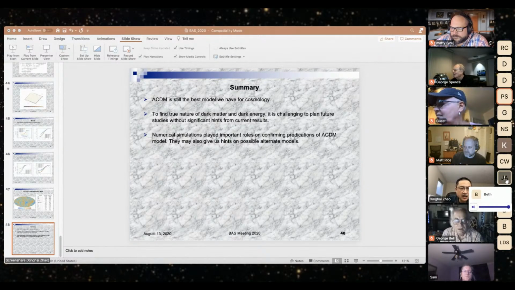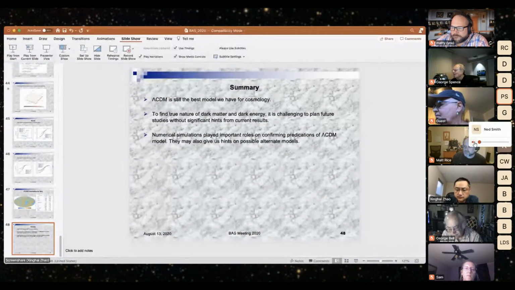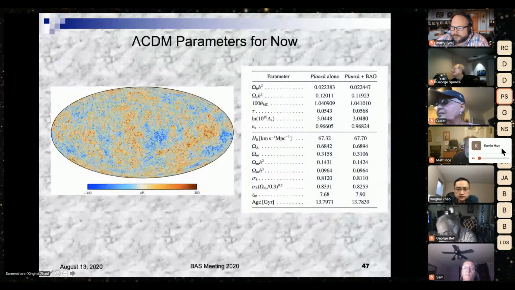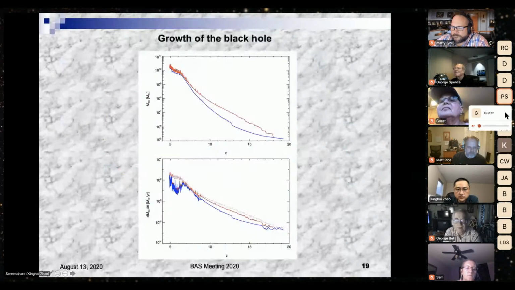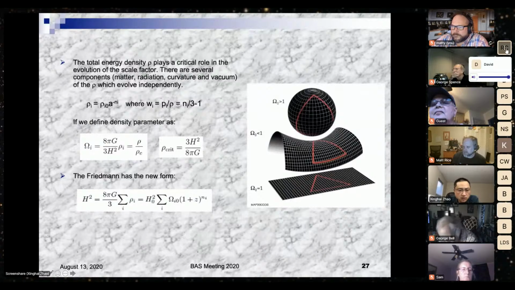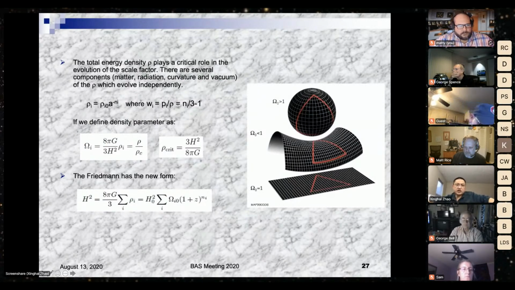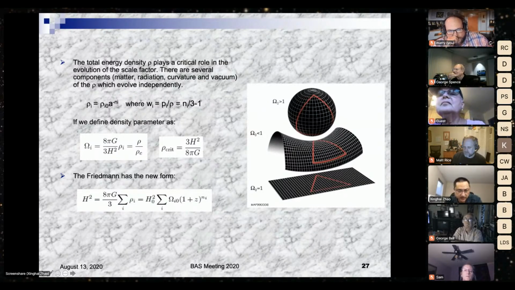Okay, so let's back up a few slides. Okay, in the last line, now I really need to go through some math. The last line is the Friedmann equation, in a new form.